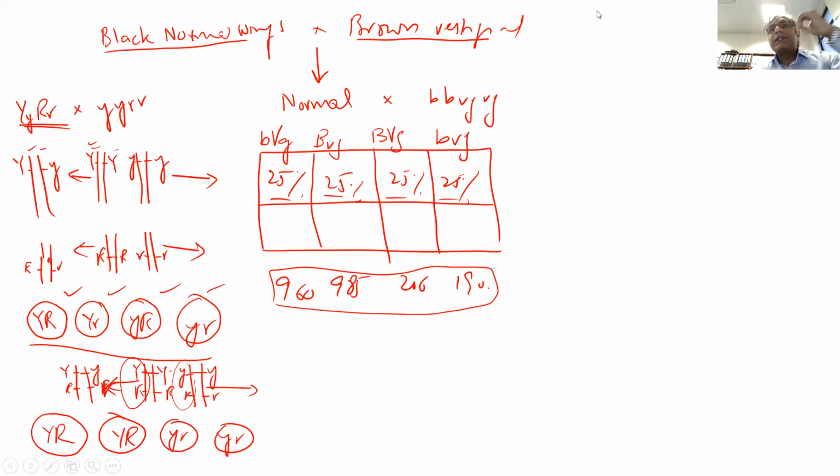Okay. So now what we have learned: if yellow round are residing on independent chromosomes, then this is what we should get, and Mendel was absolutely right. But if they reside on the same chromosome, we should get only 50% each parentals.